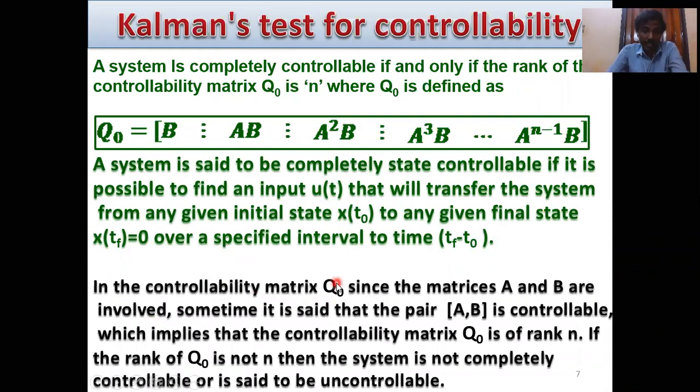In the controllability matrix Q0, since the matrices A and B are involved, sometimes it is said that the pair AB is controllable, which implies that the controllability matrix Q0 is of rank n. Again, when the rank of Q0 is n, the system will be controllable. Otherwise, if the rank of Q0 is not n, the system is not controllable, or is said to be uncontrollable. This is a very important sentence.